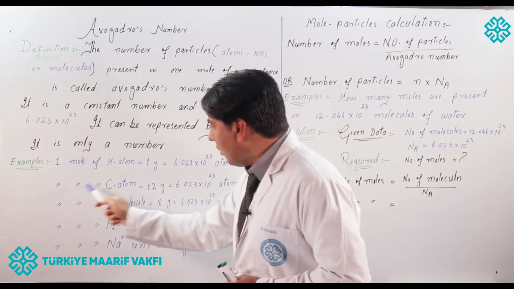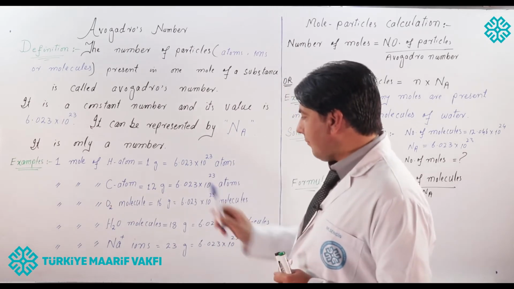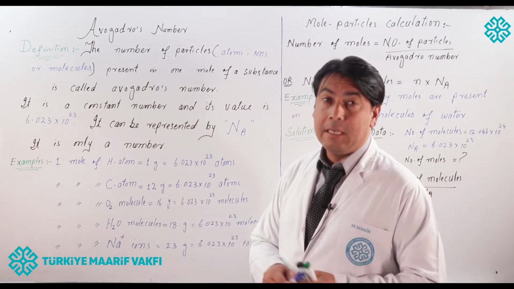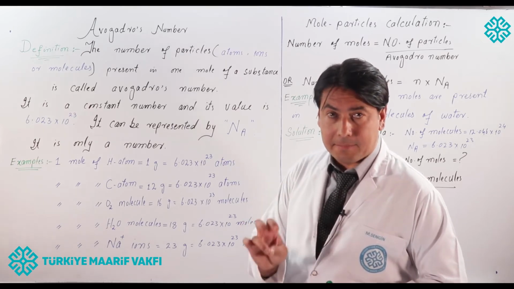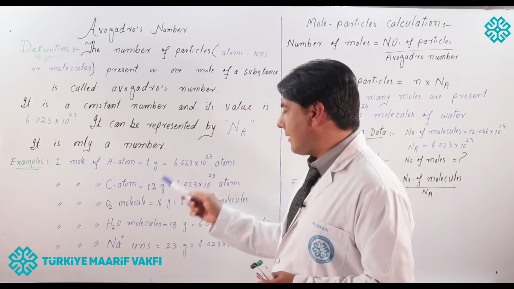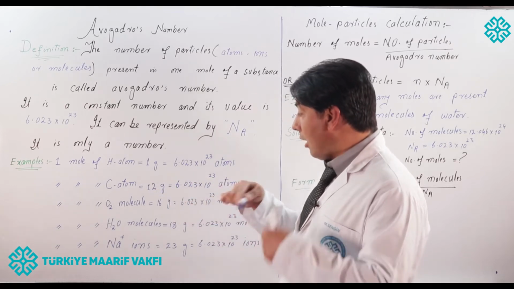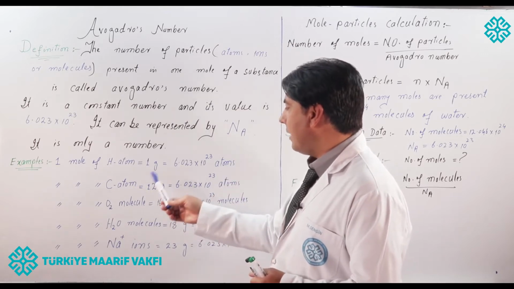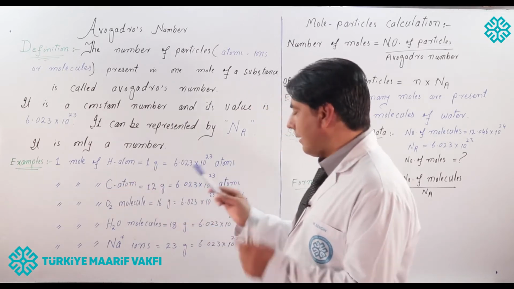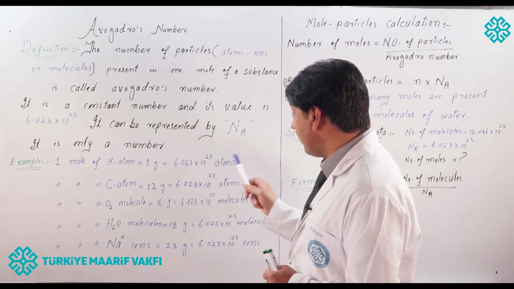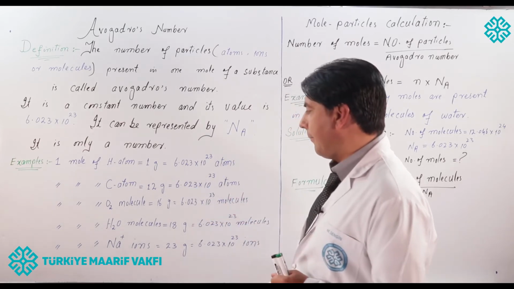Similarly, 1 mole of carbon atom is equal to 12 gram because the atomic mass of carbon is 12. Carbon contains 6 protons and 6 neutrons, so its atomic mass or mass number is 12. So how many atoms of carbon will be present in 1 mole? The Avogadro number, 6.023 multiplied by 10 power 23 atoms of carbon.